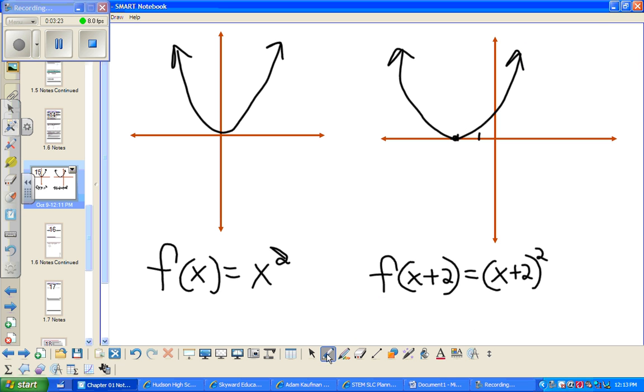If I were to take the original function and subtract 2 from the entire function, I would get x squared minus 2. That would shift the original function down 2 units.